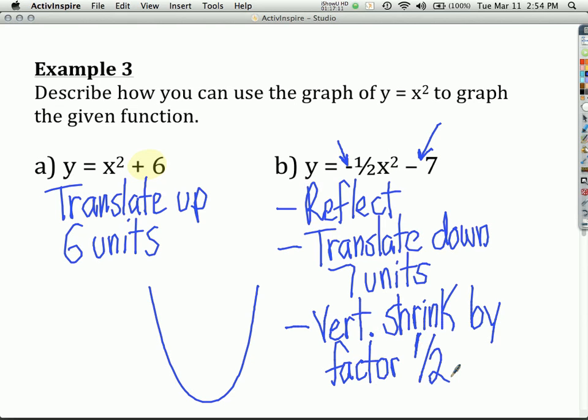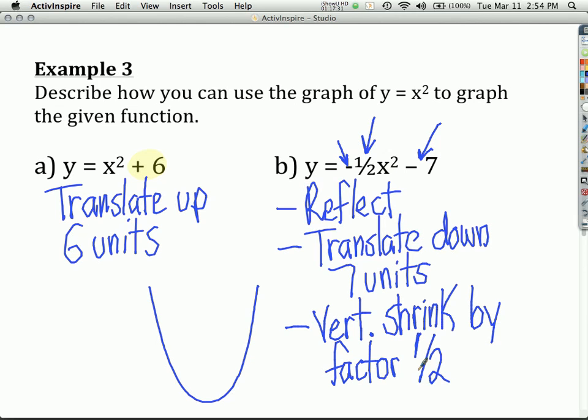If we do those 3 things to the parent function, it will turn into this. Okay? Those 3 details: positive or negative, fraction or whole number, number over here. Those 3 details tell us what's going to happen. Does anyone have any questions about that?